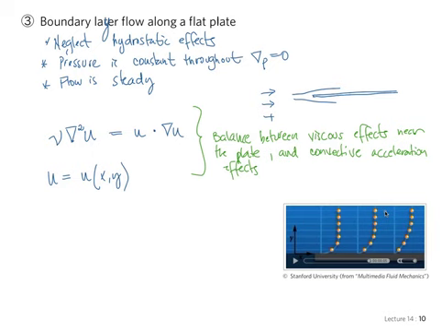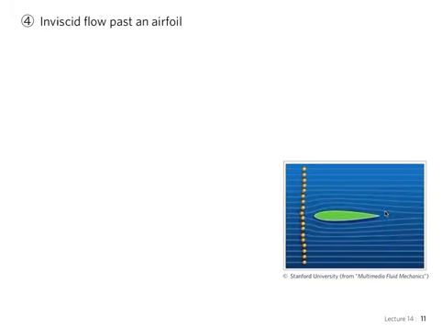The next example of flow here is inviscid flow past an airfoil. In this example, it's steady, it's inviscid, and therefore there are no viscous forces. Inviscid equals no viscous forces.